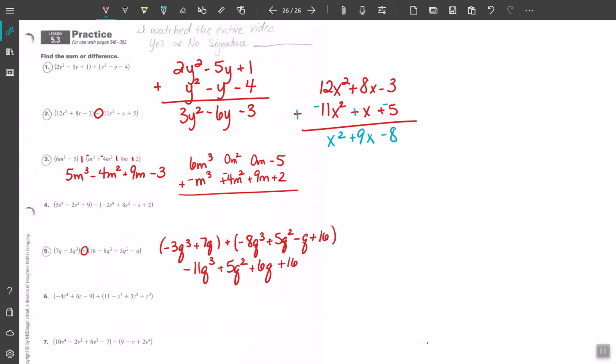So either way that you like to do it, just bearing in mind that you need to make sure somehow keeping track that you have added all the terms in together and that you're not just skipping over terms that aren't represented in both polynomials.